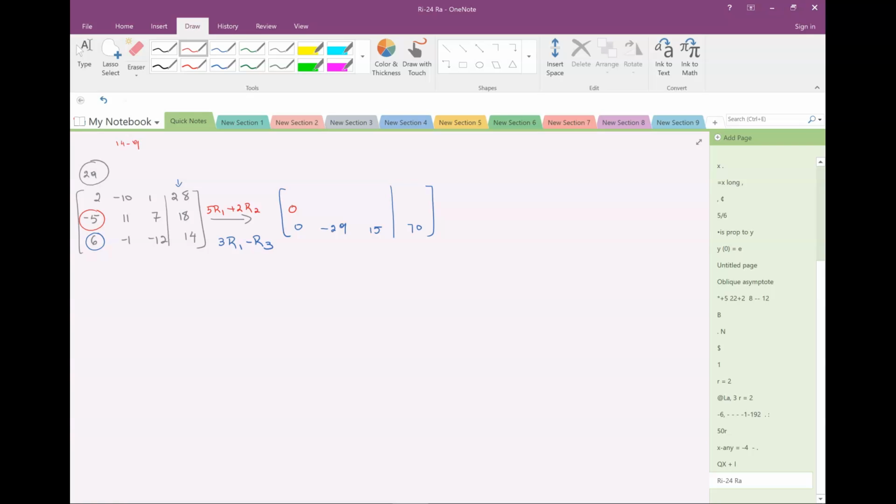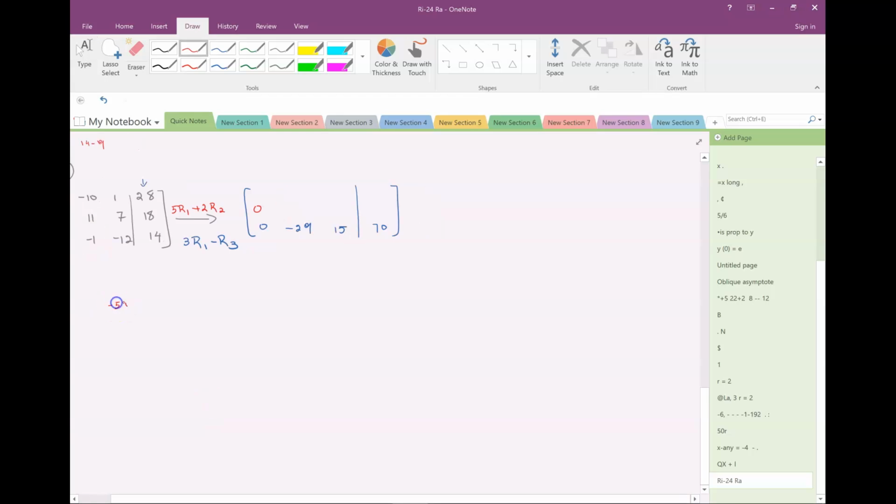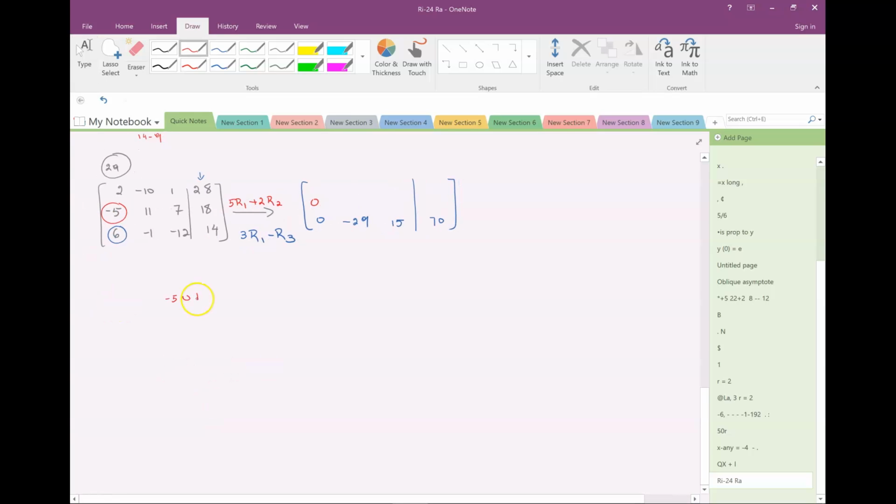So it's going to be negative 50 plus 22, right? So how much is that? Negative 28? Okay, and then the next one is going to be 5 plus 14, 19. The next one is going to be 5 times 28 plus 36. Can someone tell me how much? 176? Okay.